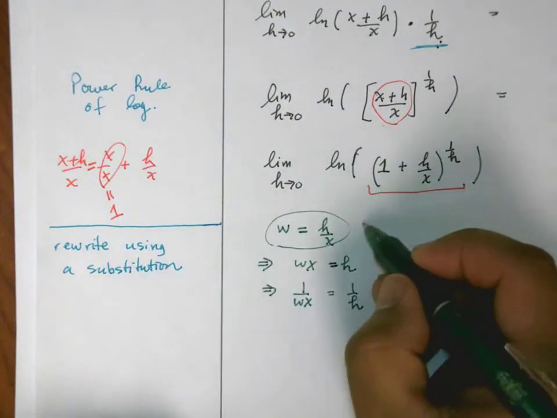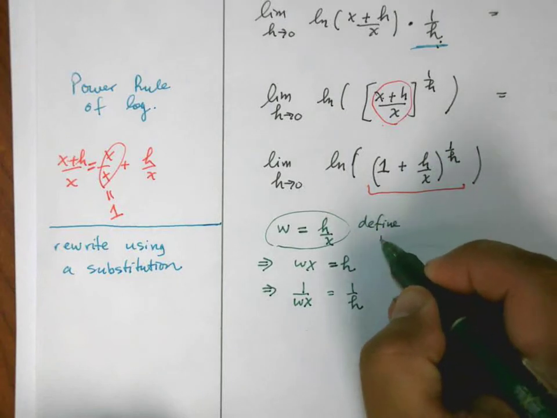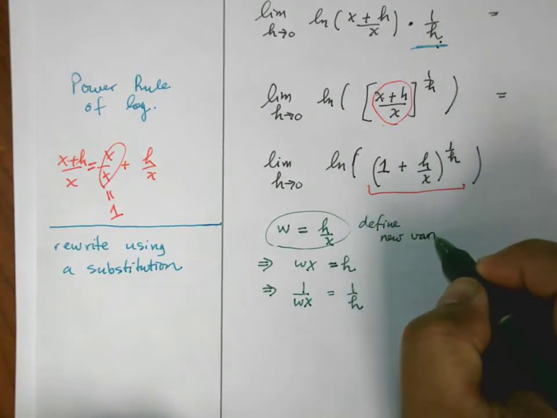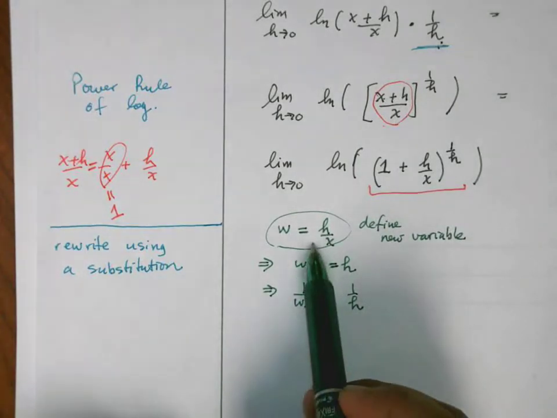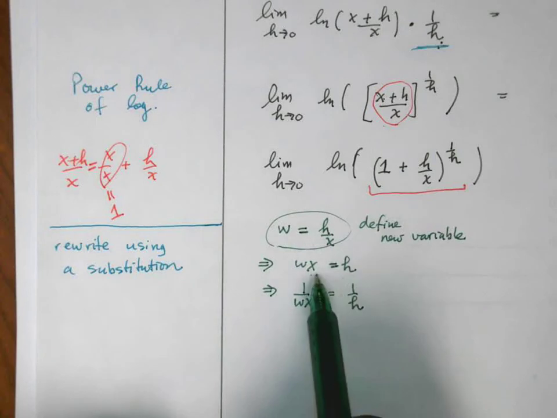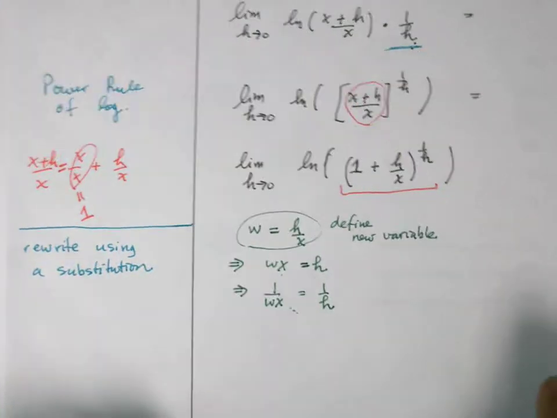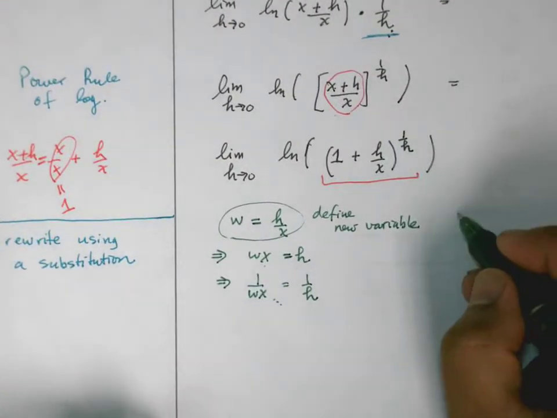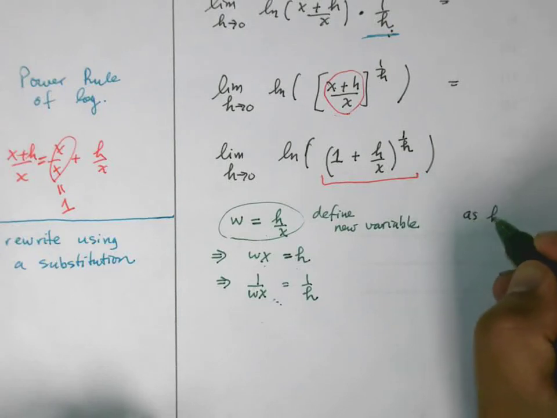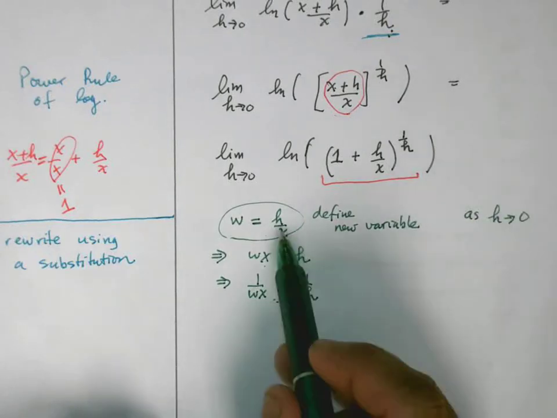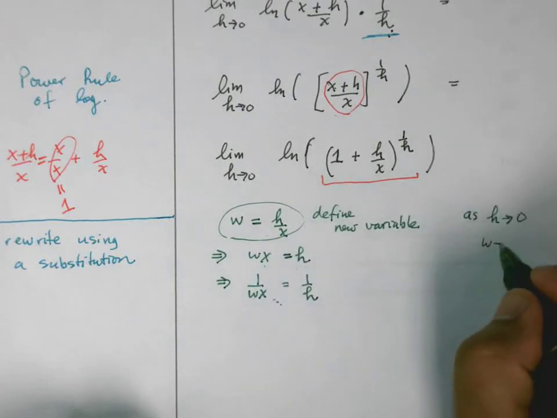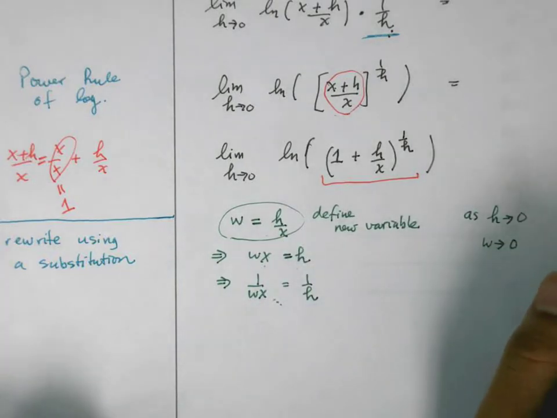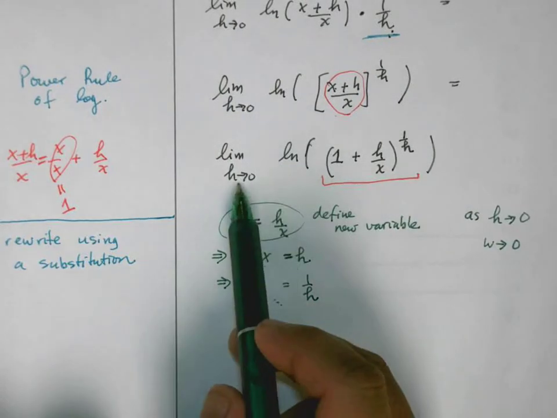Define a new variable, w, and then these two other equations follow from that definition. If we say that this is what w is equal to, then these two other equations follow from that. But in addition to this, as h approaches 0, looking at this equation, w also approaches 0. So wherever we see h approaching 0, we can replace it with w approaching 0.